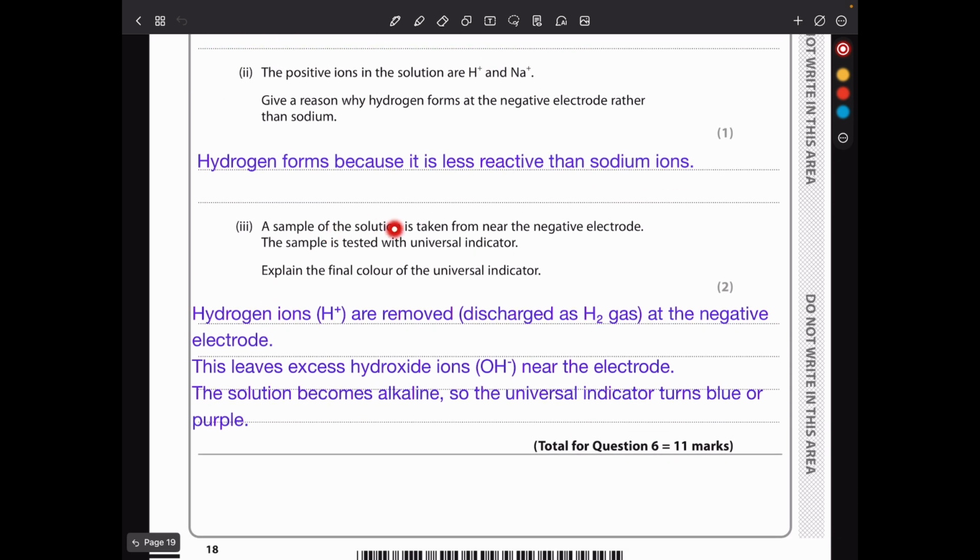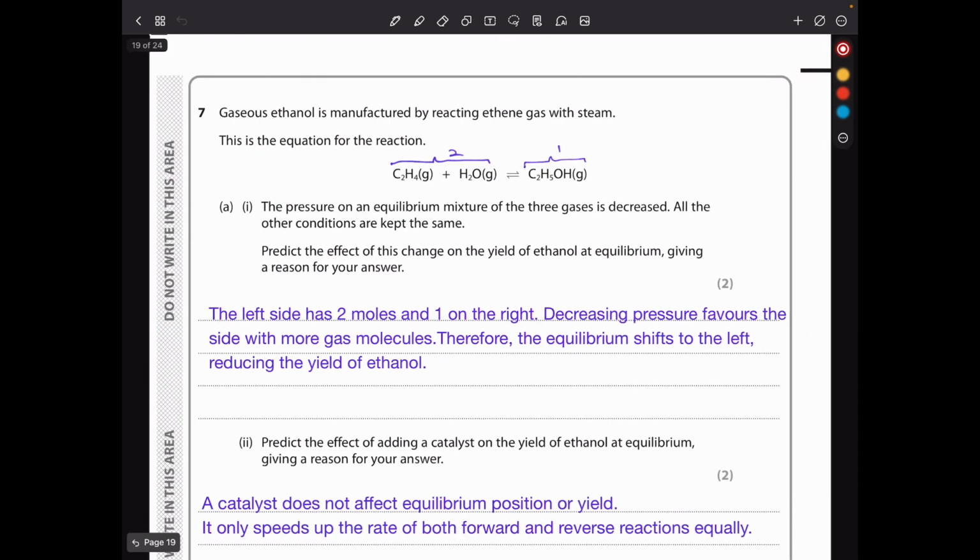Then a sample of solution is taken from near the negative electrode. The sample is tested with universal indicator. Explain the final color of the universal indicator. So remember, hydrogen ions are going to be removed as hydrogen forms, and that leaves behind OH minus. So the OH minus at this electrode forms an alkaline solution, and the universal indicator color is going to turn blue or purple.